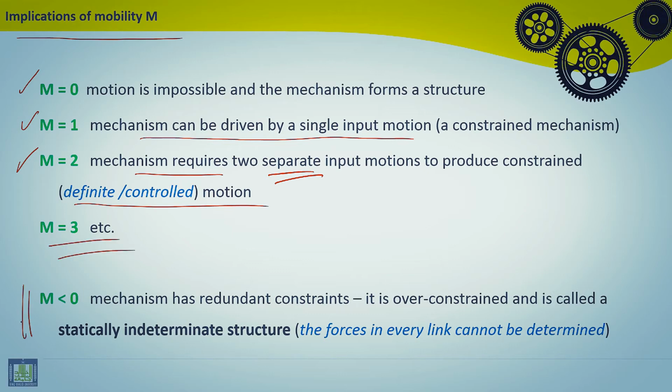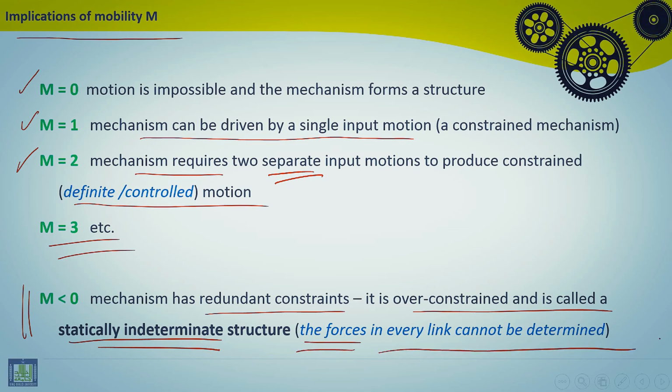If the mobility M is negative, so mechanism has redundant constraints. It is over-constrained and it is called statically indeterminate structure. So the forces in every link cannot be determined.